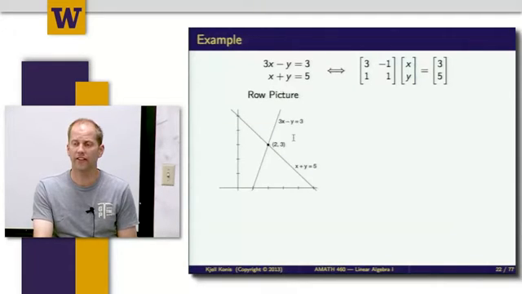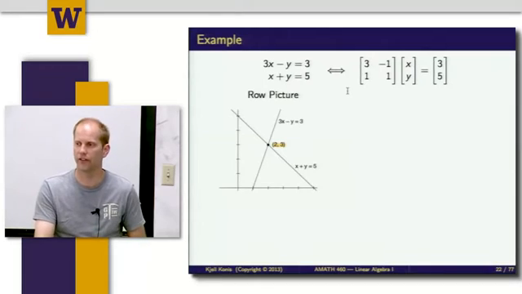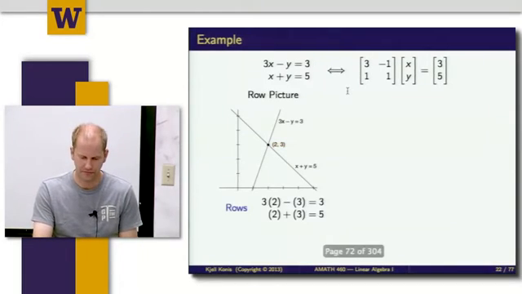So the row picture, this is probably how you want to think about this. So each one of these rows determines a line in the xy plane, and then the answer is just going to be where the 2 lines intersect. So I drew these 2 lines, so they intersected at the point 2, 3. And so you can see if I put in 2, 3 here, I get 6 minus 3 is equal to 3, and 2 plus 3 is equal to 5. So that is actually the solution to the system of equations.